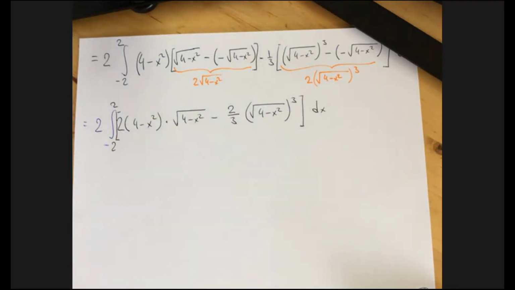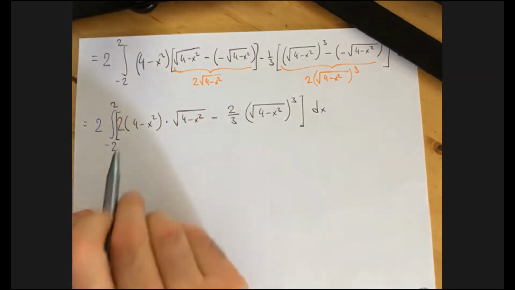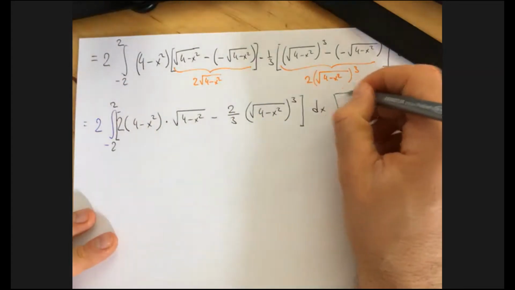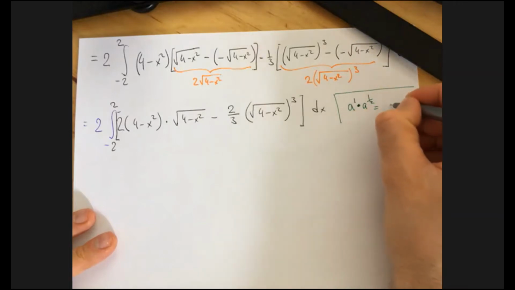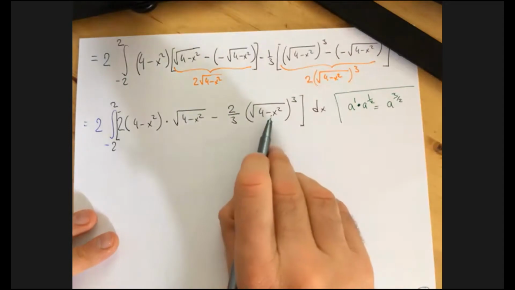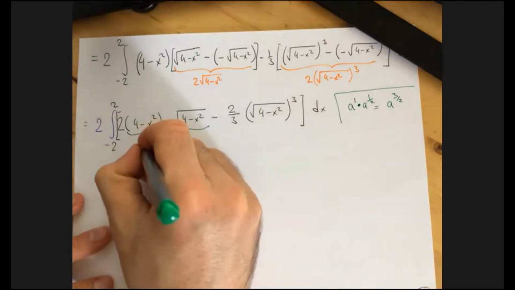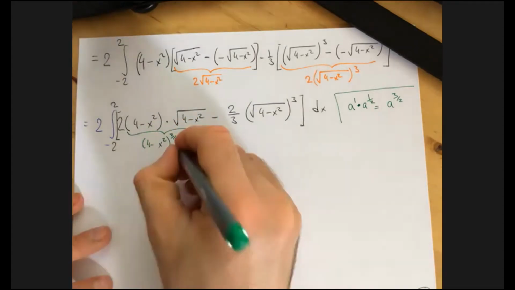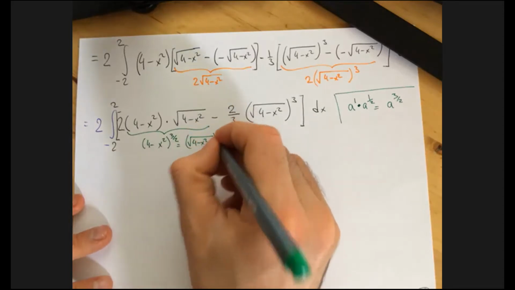Okay, so let's do a few things here. First of all, this is to the power 1, right? 4 minus x squared to the power 1 and 4 minus x squared to the power 1/2. So just remember that a to the power 1 times a to the power 1/2 is equal to a to the power 3 over 2, which is exactly this expression. So this is nothing else but 4 minus x squared to the power of 3 over 2, which is the square root of 4 minus x squared, cubed.